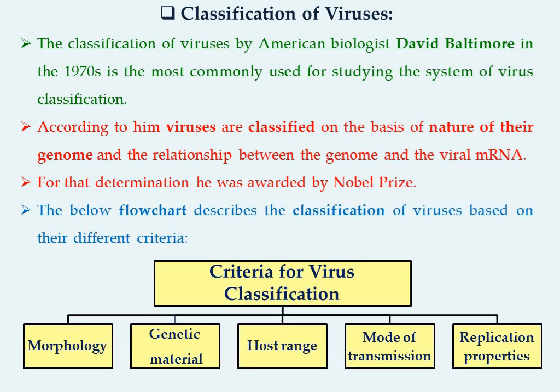With the help of this flowchart, we can understand the criteria for the classification of viruses. These 5 criteria are generally used for the classification of viruses. First one is morphology, second one is genetic material, third one is host range, fourth one is mode of transmission, and fifth one is replication properties. Let us study the classification of viruses based on morphology.